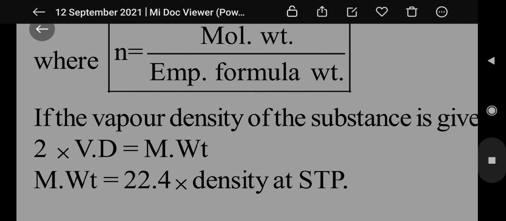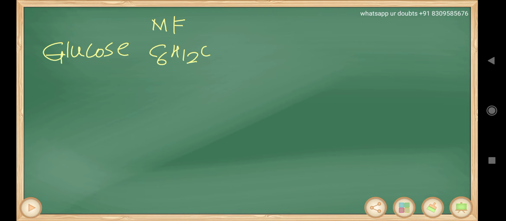What type of questions can be asked? See, for example, you have glucose. Glucose molecular formula is C6H12O6. So the simple ratio is 6, 12, 6. All these can be divided by 6. Carbon number will come 1, hydrogen's number will come 2 and oxygen number will come 1. CH2O is the simplest formula. So the empirical formula is CH2O for glucose.